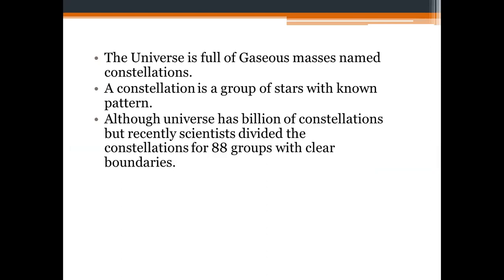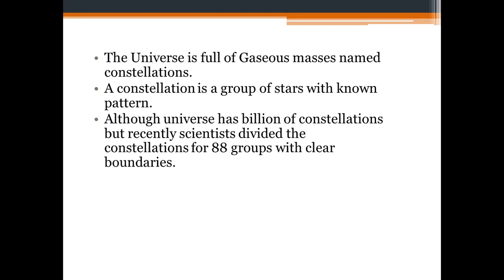The universe is full of gaseous masses named constellations. A constellation is a group of stars with known patterns. Okay, so right now, if you look up to the sky on a starry night, what will you see in the sky? So many stars. But do these stars just scatter in the sky, or do they have constellations and patterns and shapes? Yes, of course, they have their own constellations, their own shapes, and their own patterns.